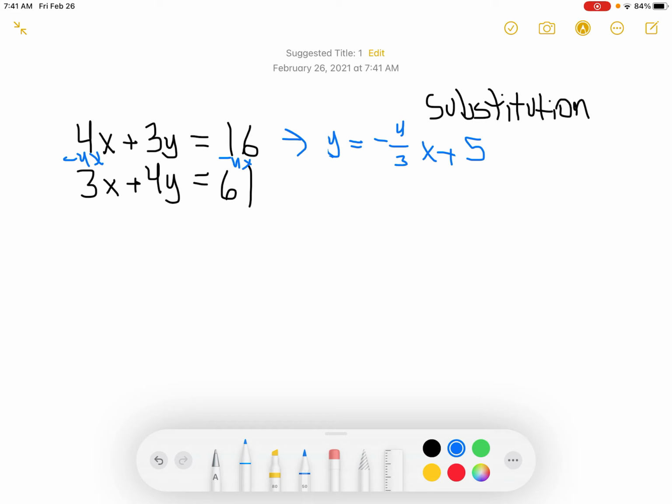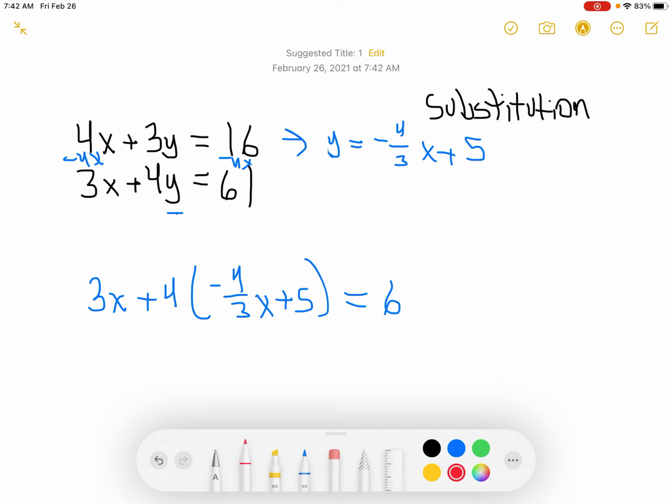Now what we can do is we have to substitute, that's why it's called that, into the y of the other equation. So we just replace the y here with this. So here's what we do. We first have 3x, that doesn't change, plus 4y. So instead of writing y, we just write negative 4/3 x plus 5, and then equals 6.